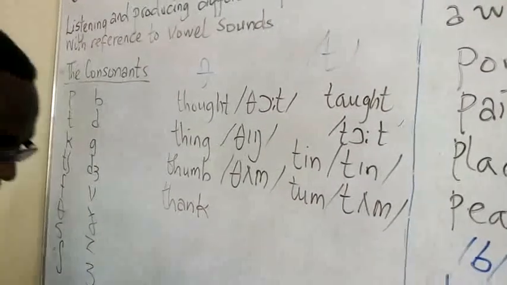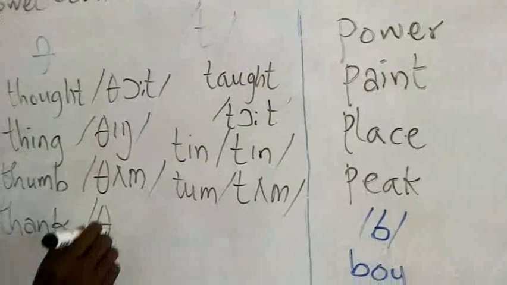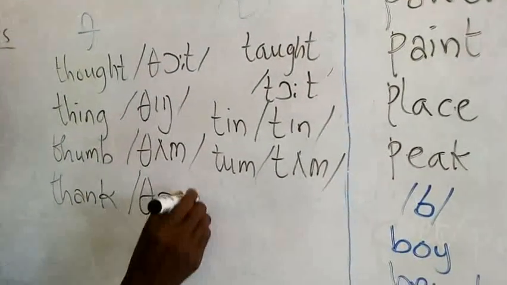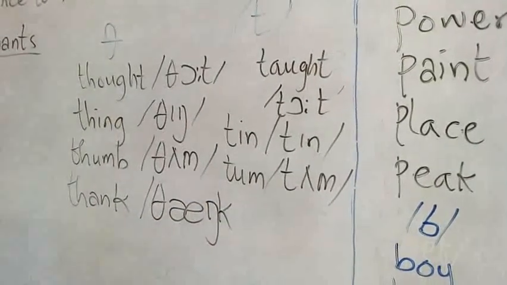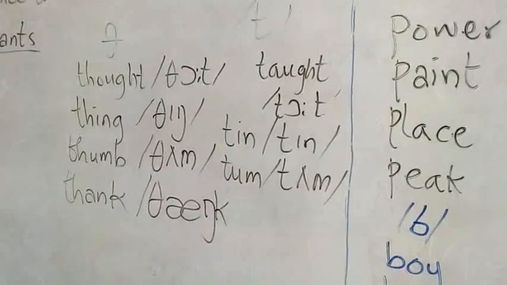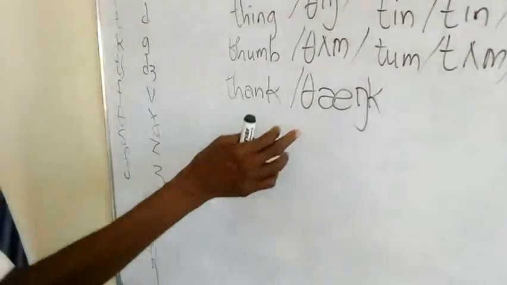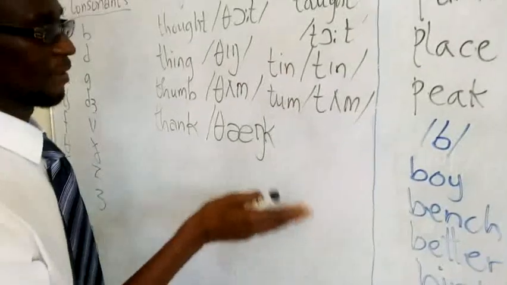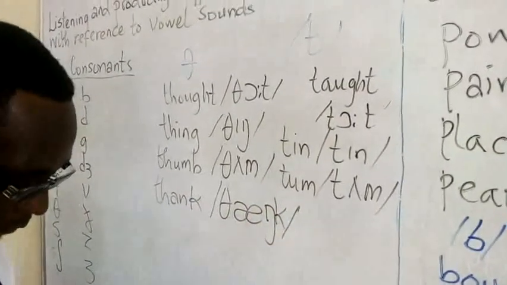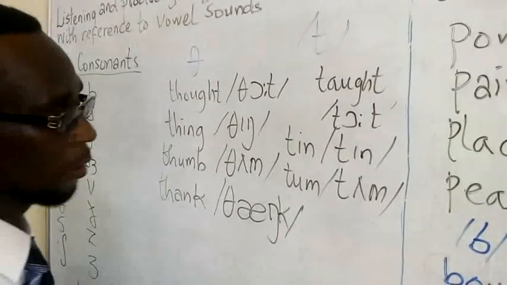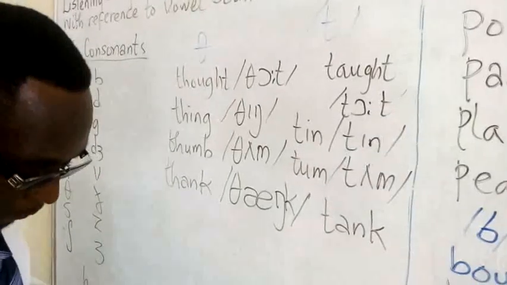T-H-A-N-K. We have thank. I'm thanking you for being there for me. Thank. That is it. That's the sound. That's the pronunciation. Remember this sound. This one, where is it? Look at it there. The engine. Thank. Thank you for being there for me. Now, we have T-A-N-K.